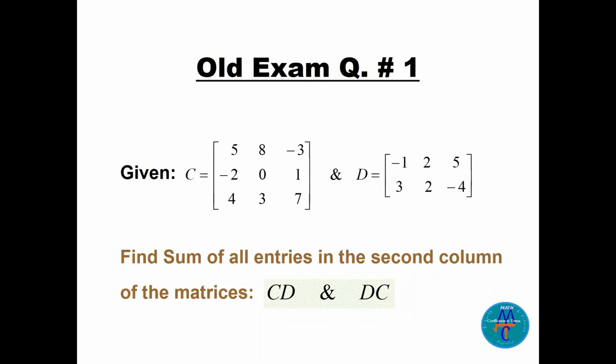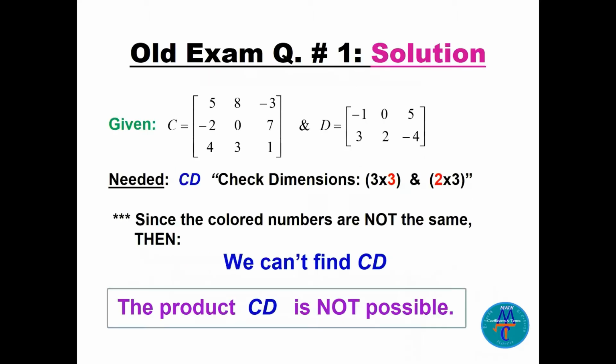First, we have to check if we can find CD and DC or not. It depends on the dimensions. So first, check CD. C is 3 by 3 and D has 2 rows, 2 by 3. So these numbers do not match. That means we cannot find CD. So the product CD is not possible.